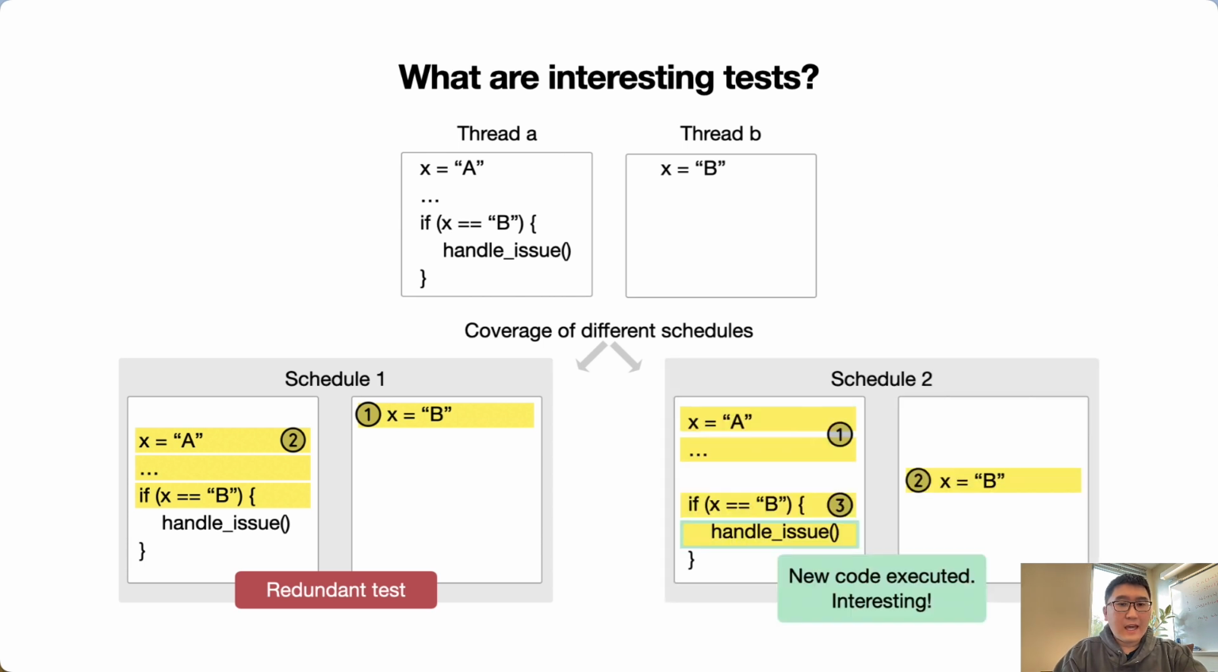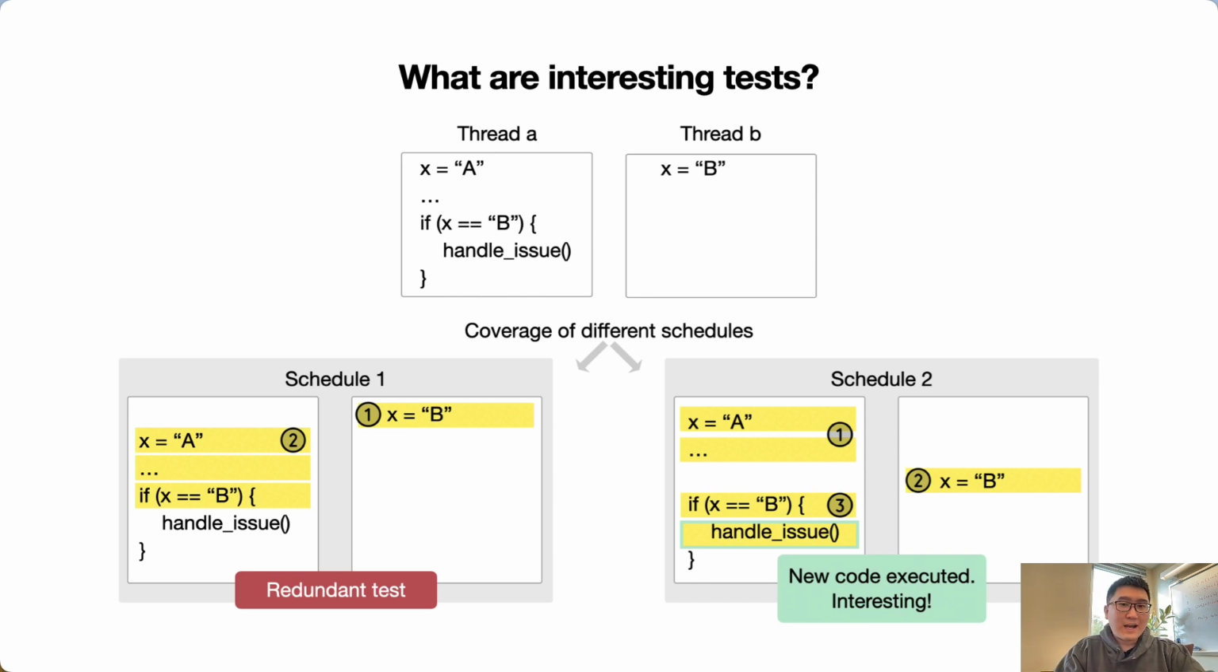In contrast, if we run the right thread after the left thread updates the variable x, but before it checks the value of x in the end, this is an interesting test because now we can trigger the function handle issue to run. In other words, an interesting test should exercise new code that others cannot.